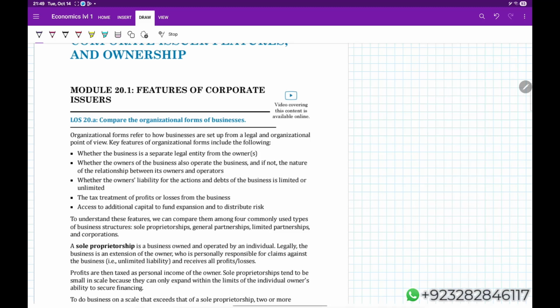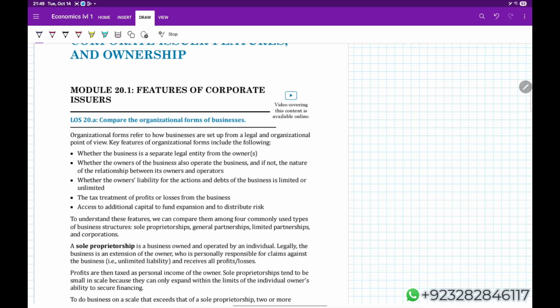All right, so in this reading, we are going to talk about the different features of companies or the corporate issuers. So, first of all, when we talk about different companies or different business structures, we generally discuss these five factors or these 5 points.